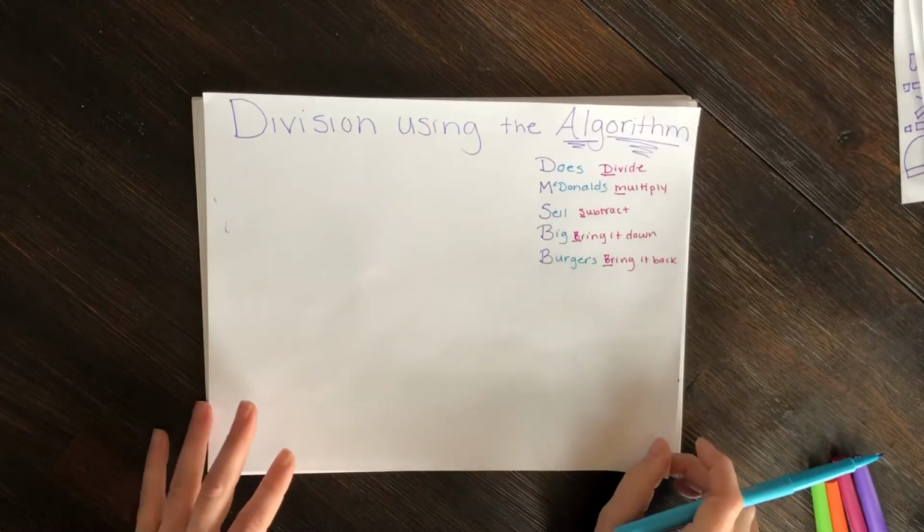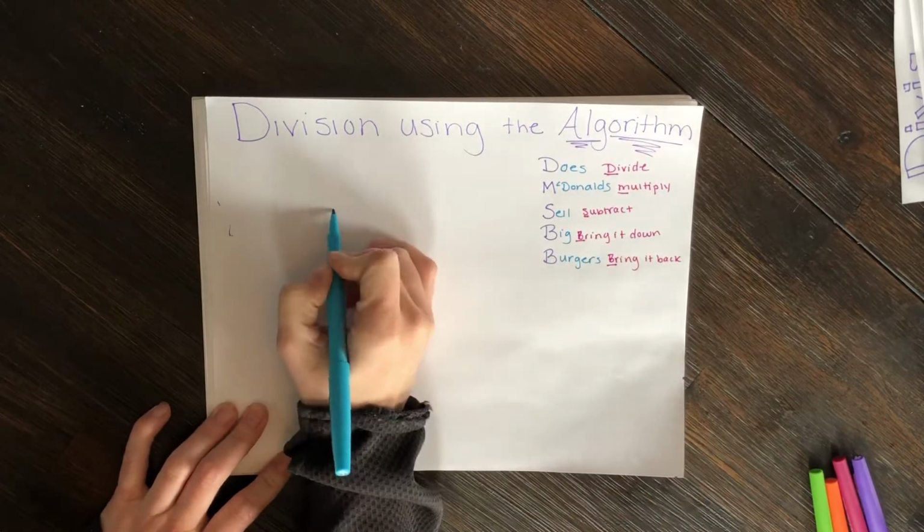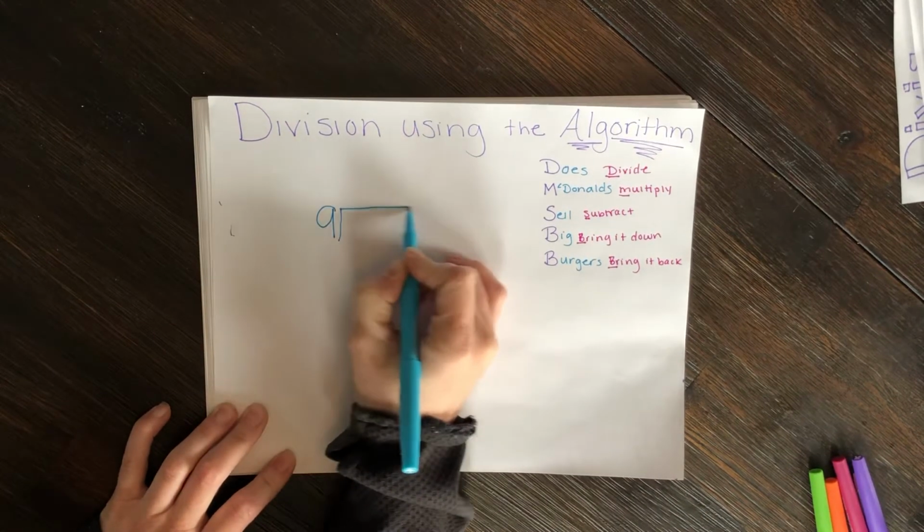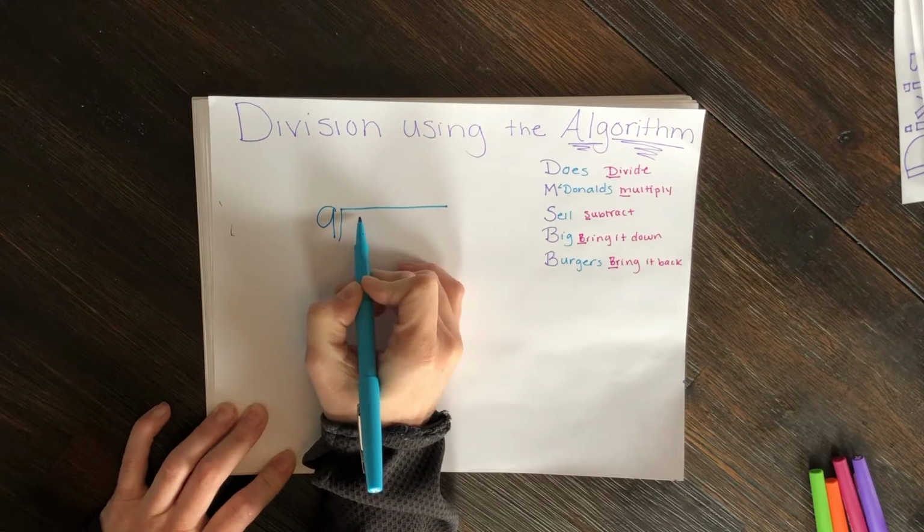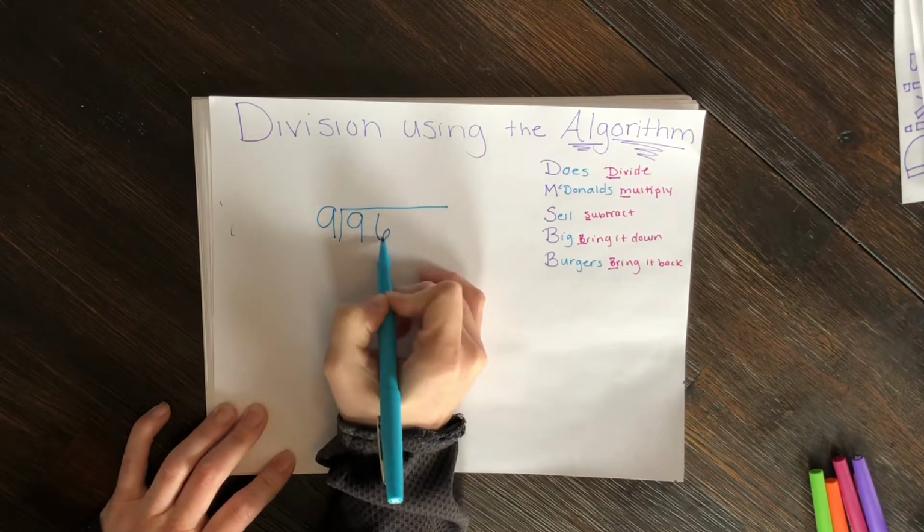So today we're going to divide 964 by 9.